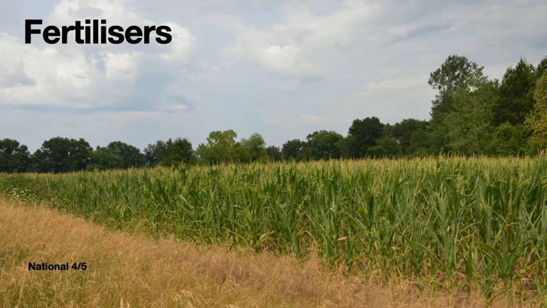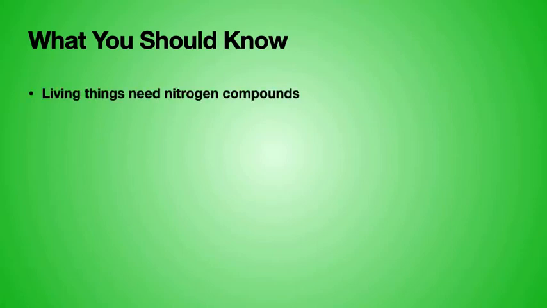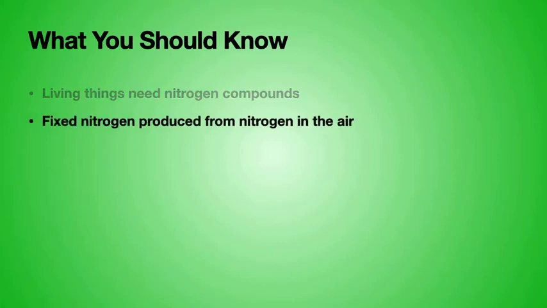Hello and welcome to this second video in a series on nitrogen chemistry aimed at National 4 and National 5 level. Right, in the last video we looked at the nitrogen cycle and we saw that all living things need nitrogen compounds. Now notice this is nitrogen compounds, what we call fixed nitrogen.